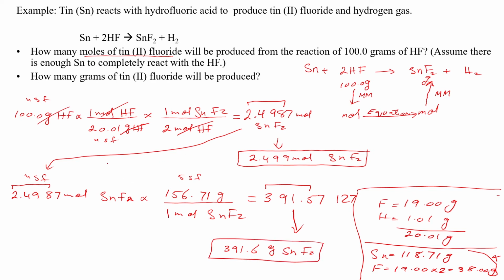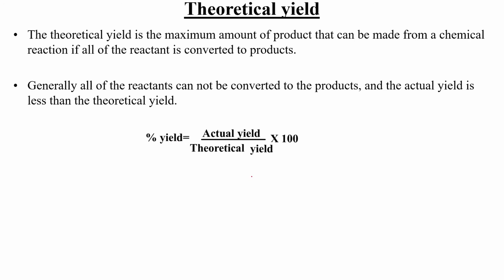The calculation that we did in this problem is the 100% conversion, or complete conversion, of the reactant into the product. Like this 100 grams of hydrogen fluoride, when completely converted into product, we will get 391.6 grams. And this complete conversion is called the theoretical yield of the reaction. So the theoretical yield is the maximum amount of the product that can be made from a chemical reaction if all the reactant is converted into the product.